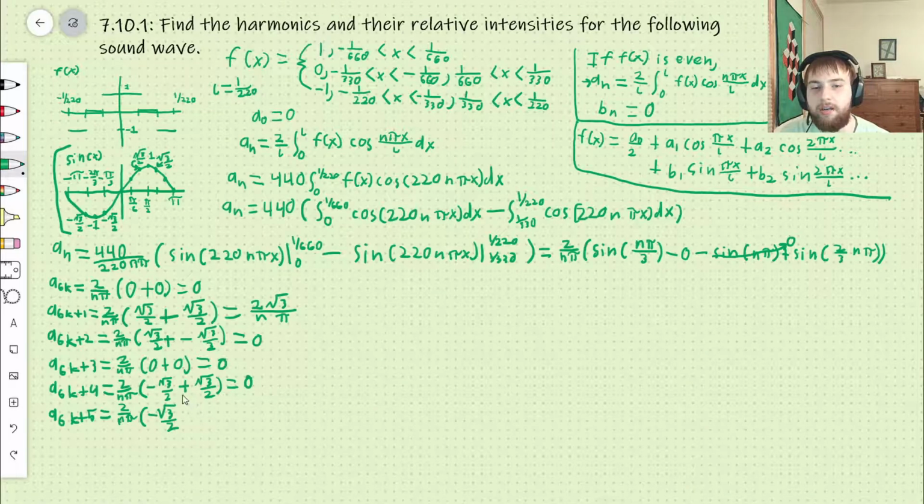But then what is our other one going to be? Our other one is going to be 10 past a multiple of 6, or the 10 past the start of a period. So 10 past the start of a period is the same as 4 past the start of a period. So 1, 2, 3, 4. That's going to also be a square root of 3 over 2. So add these together. You get a negative 2 square root of 3 over n pi.